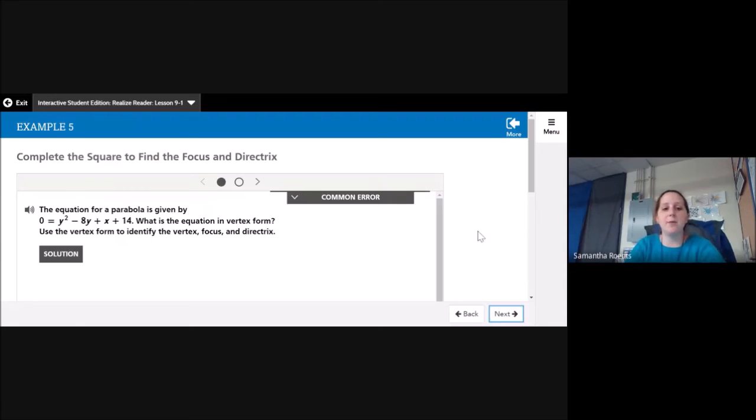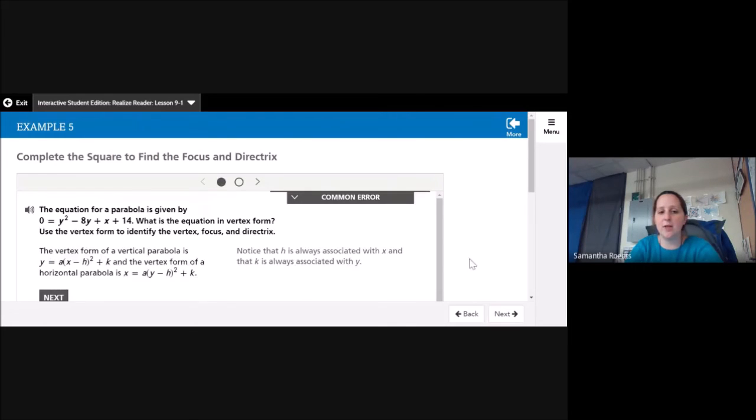All right, example 5. Complete the square to find the focus and directrix. The equation for a parabola is given by 0 equals y squared minus 8y plus x plus 14. What is the equation in vertex form? Use the vertex form to identify the vertex, focus, and directrix.